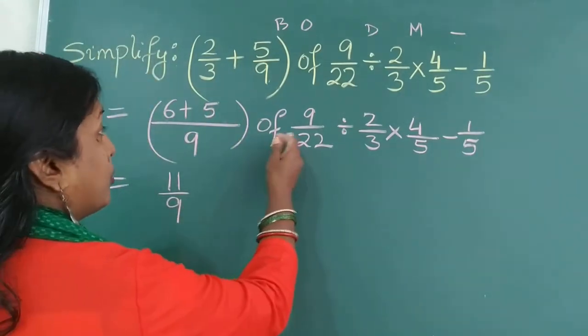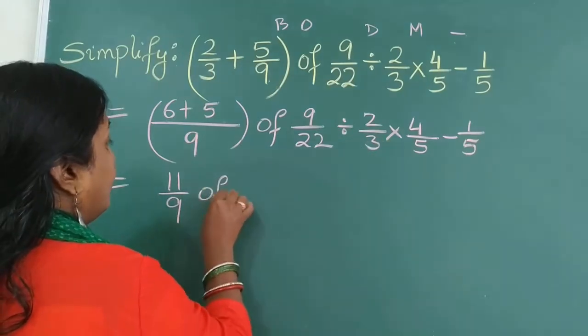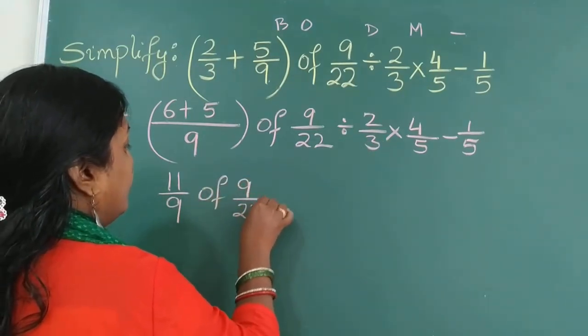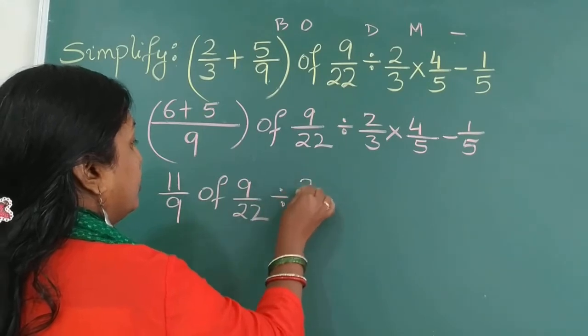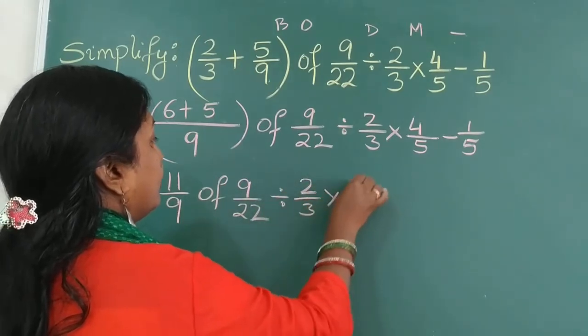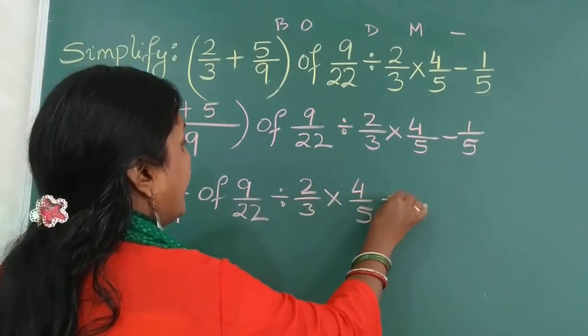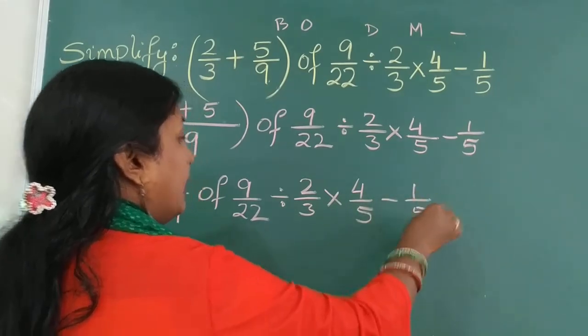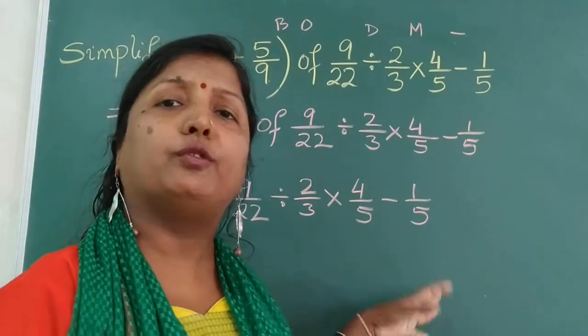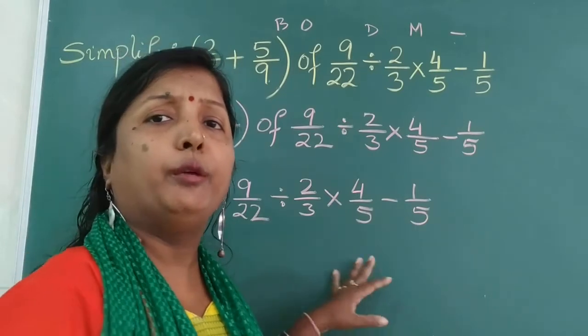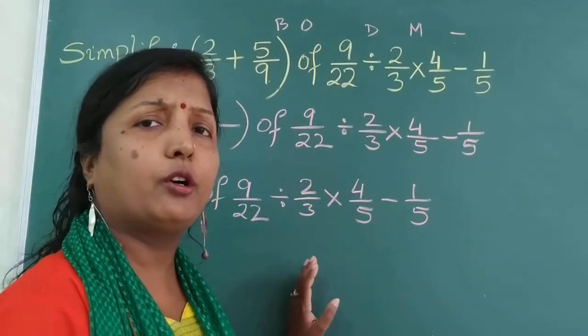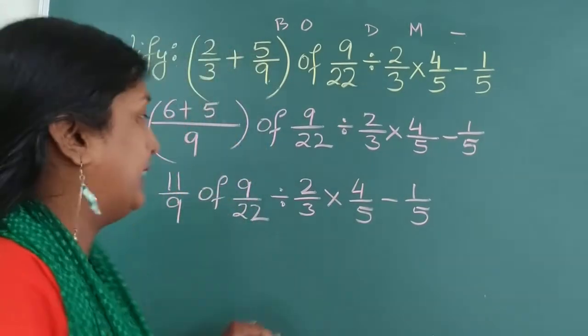So what to do next? Copy down the rest of the question: 9 by 22 divided by 2 by 3 into 4 by 5 minus 1 by 5. Here, if there was a mixed fraction, you would have converted it to improper, but we have already done a lot about it, so I will not take any number like that.